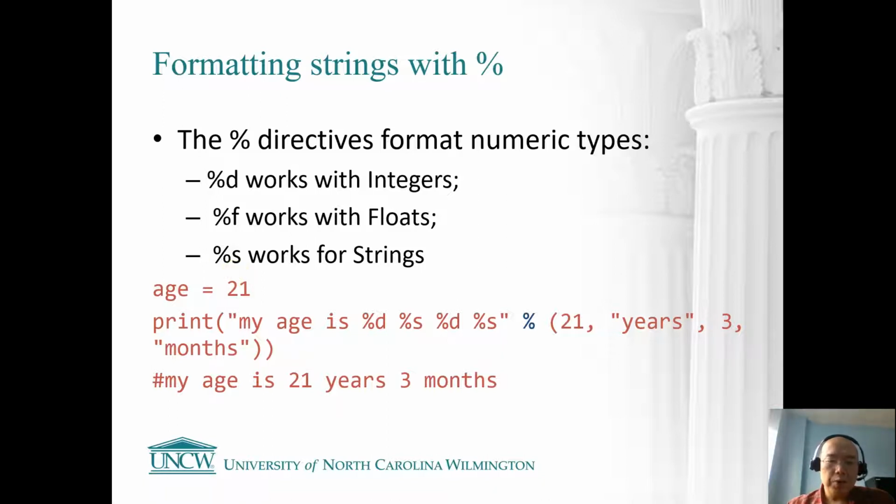Now, if I want to define a string with placeholders, it can be like this. Quotes, we are still using quotes, and then "my age is", and then %d %s %d %s: a placeholder for an integer, a placeholder for a string, a placeholder for another integer, a placeholder for another string. This is how I want to format my age is 21 years and 3 months: an integer, a string, another integer, another string.